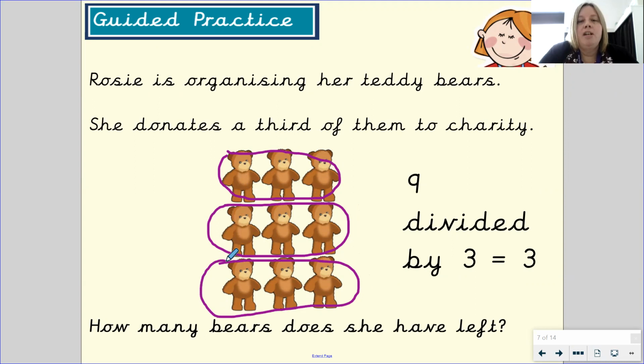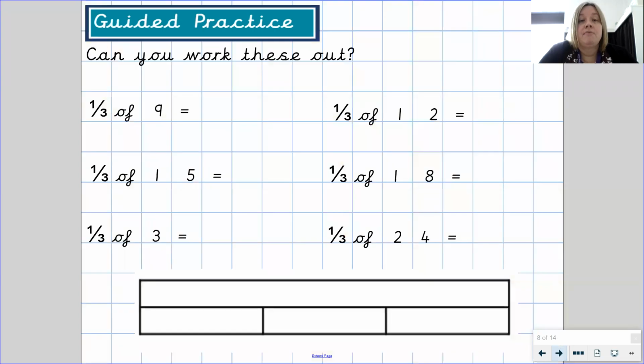So she is giving 1/3 of them to charity. So she is giving this group here to charity and keeping these 2 groups for herself. How many bears does she keep? Let's count them. 1, 2, 3, 4, 5, 6. So Rosie has 6 bears left.